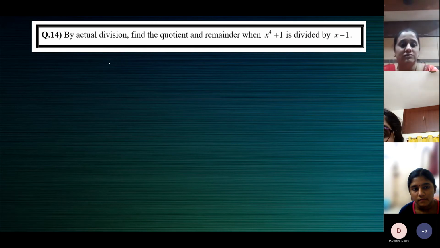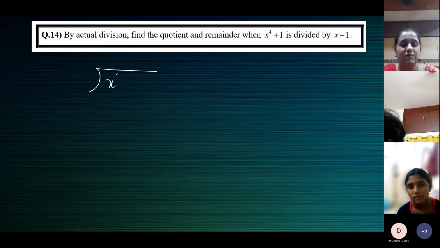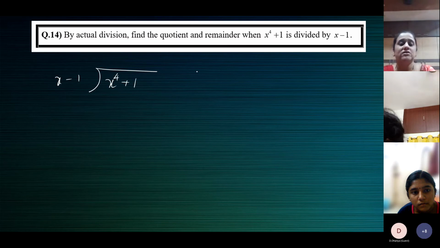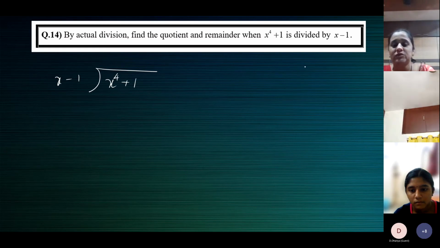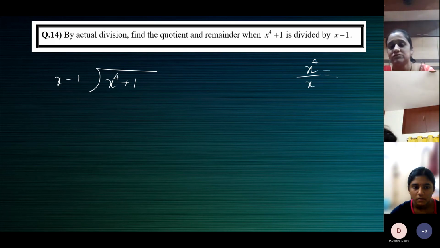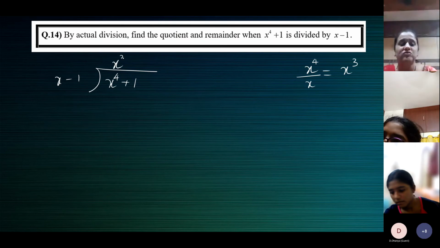So children, see here. We need to divide x to the power 4 plus 1 by x minus 1. All right, so what's the first term in the quotient? X to the power 4 by x, right? X cubed. So x cubed. Next what?